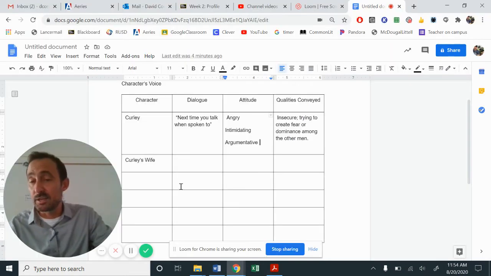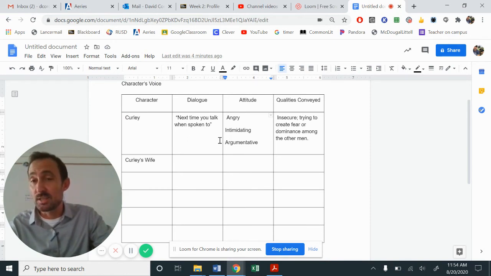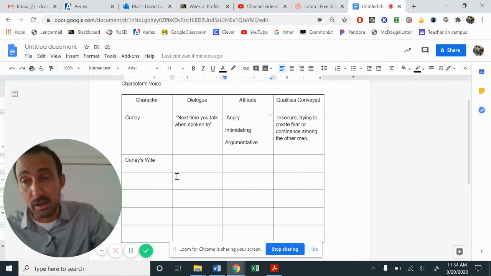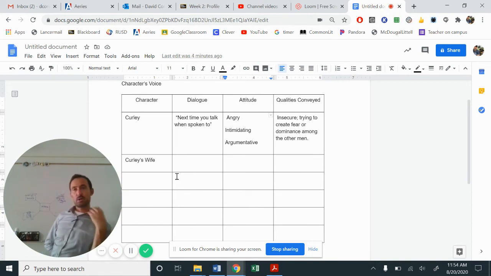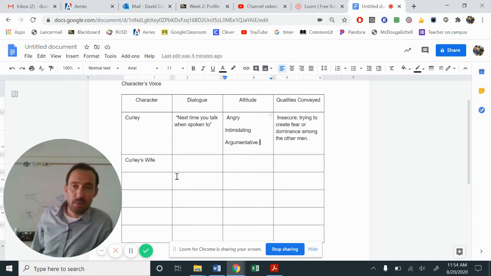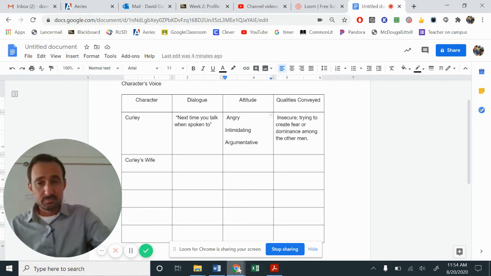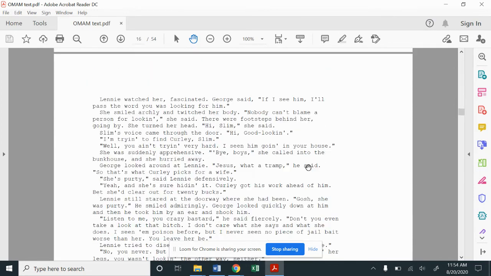George knows that he would get in trouble if he's caught talking to Curly's wife. Based upon that small interaction that he just had with Curly, he realizes that he would be in trouble if he was to talk to Curly's wife or even look at her. So she gets in there and props herself up against the door and she's like, "Oh, nobody can blame a person for looking." He was in here, he's usually in here, right? And then she says, "Nobody can blame a person for looking." That's the next line that she says. If you look down, he says, "He ain't." "I guess I better go look someplace else," she said playfully.